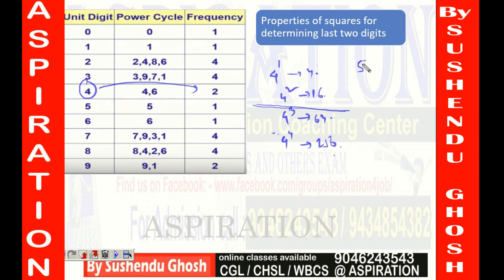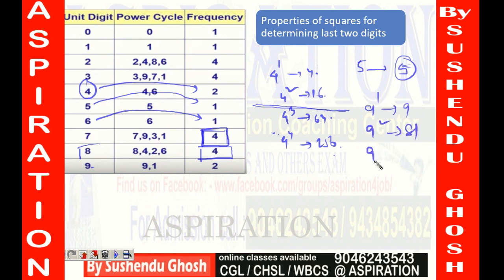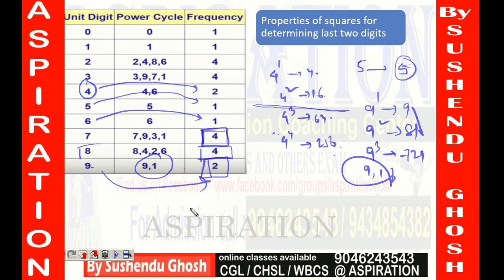For 5, if you put any power, it will always give 5 in the unit place. That's why the cyclicity of 5 is always 1. For 6 it is also 1. For 7, if you perform the same way, you will get 4 as the cyclicity. For 8 also the cyclicity is 4. For 9 to the power 1 means 9, 9 square means 81, 9 cube means 729. So in this way the 9, 1, 9, 1 pattern will get repeated. So the cyclicity of 9 will be 2.